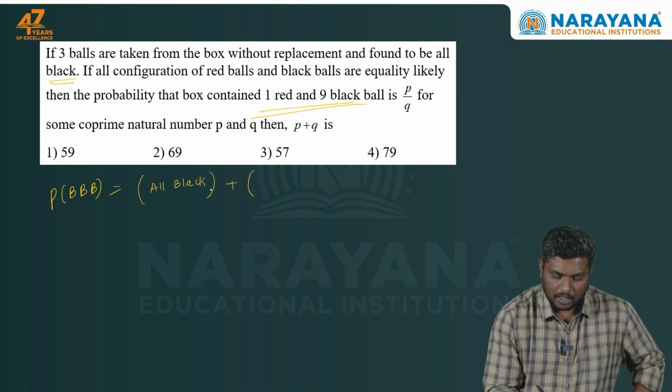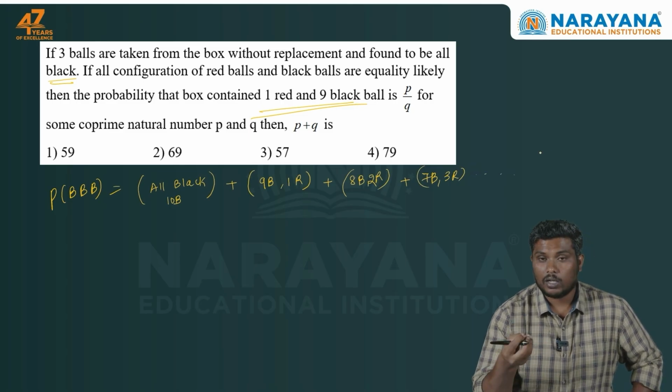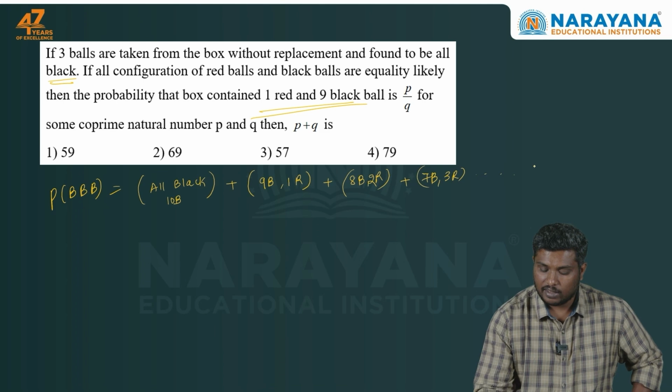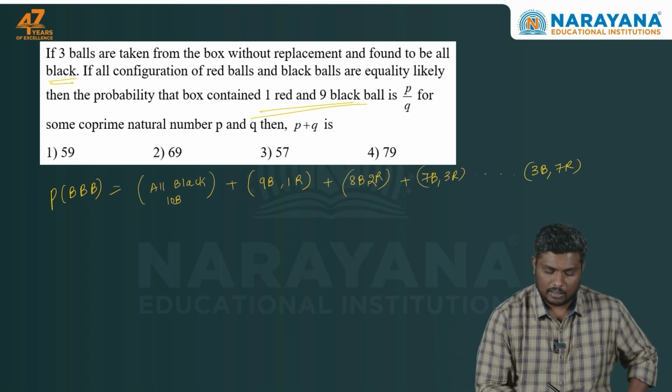Suppose the bag contains all black, in the sense 10 black balls, or 9 black balls 1 red, plus 8 black balls 2 red, 7 black 3 red, and so on, till, since already 3 balls are black, it means there are 3 black balls and 7 red balls in the last case, and there is no possibility of getting 2 black balls because we will not consider that case at all.